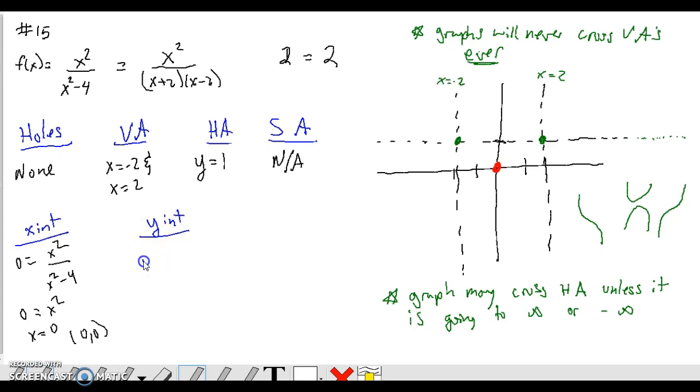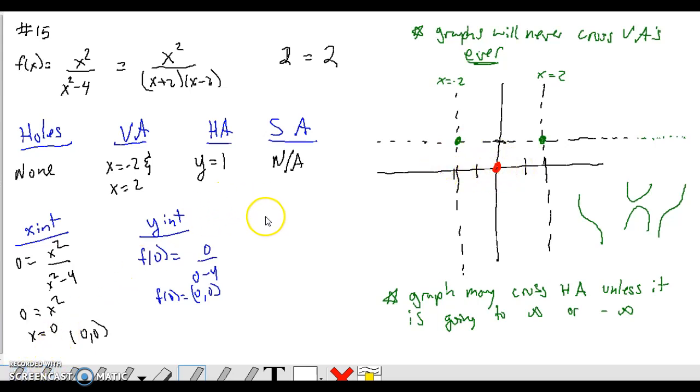Let's find a y-intercept. So this will be f of 0. So 0 over 0 minus 4. Who cares what that is? So that is going to be 0, 0. Lovely. So we have our points. Those points don't help us with anything, so now we got to plug in some more points.